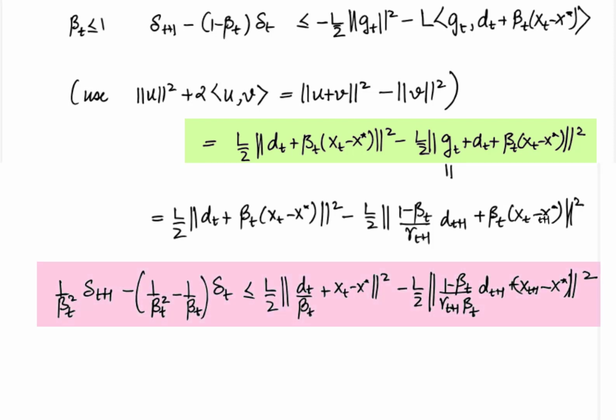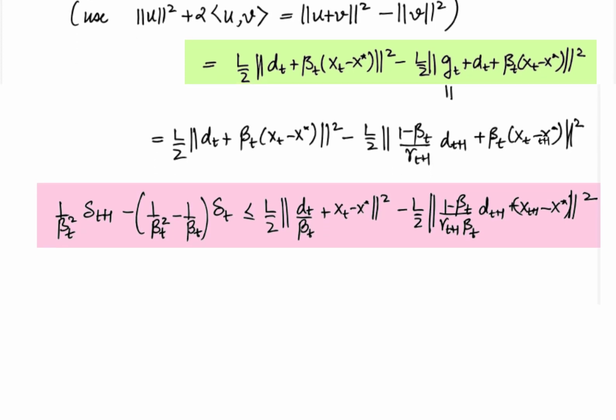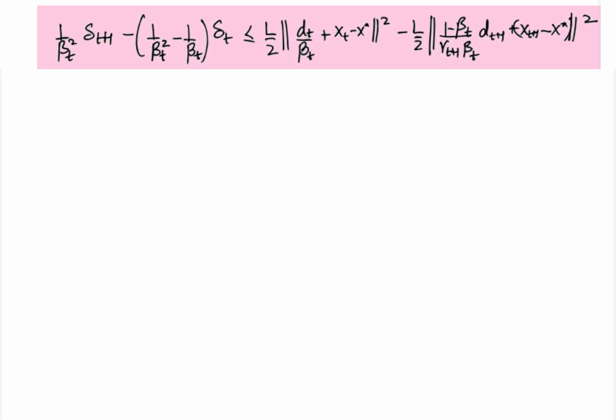Now looking at this form, it can be seen that the telescopic sum is possible if we choose β and γ such that (1 − β_{t+1})/β_{t+1}² = 1/β_t², and ((1 − β_t)/γ_{t+1})/β_t = 1/β_{t+1}. So that is the final requirement. If such a choice is possible, then we are done and we would get the required result.